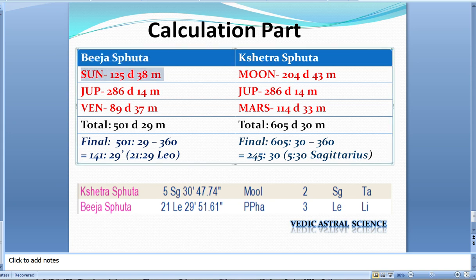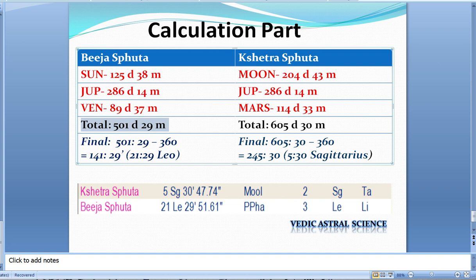Here I am highlighting the portion so you can understand from where this 125 degrees and 38 minutes has come. In the same way, we have to take the longitude of Jupiter and Venus also and add all of them. So you can see the result.